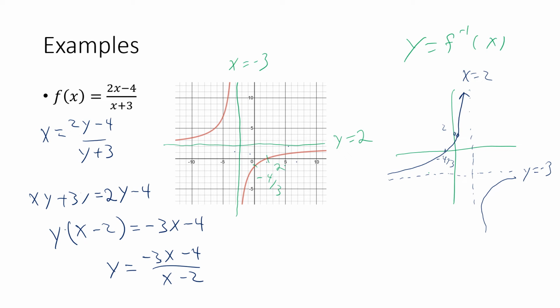And if you know your rational functions pretty well, you can easily see all the features that we already graphed. The vertical asymptote at x equals 2, the horizontal asymptote at y equals minus 3, the x-intercept at minus 4/3, and the y-intercept at 2. Yeah, you can see all those features.